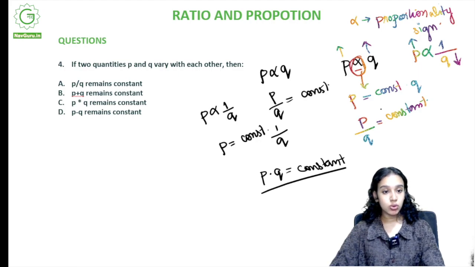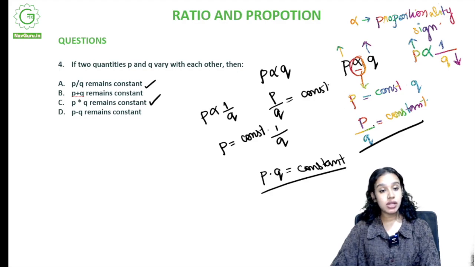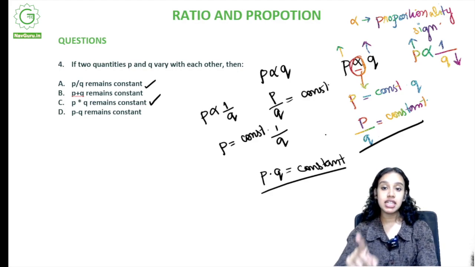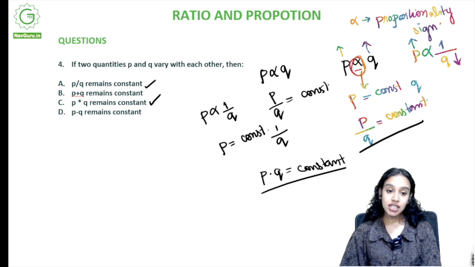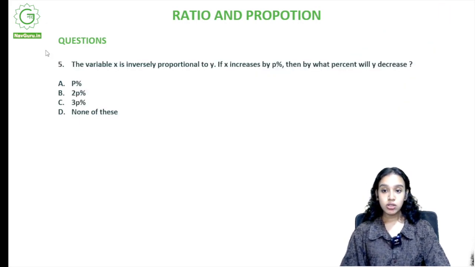So, P into Q and P by Q remains a constant. If the question was P and Q vary directly with each other, then we will get that P by Q is a constant. If it was inversely with each other, we will get that P into Q is a constant. Now, moving on to the next question.